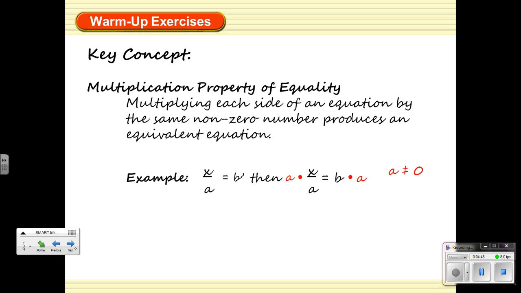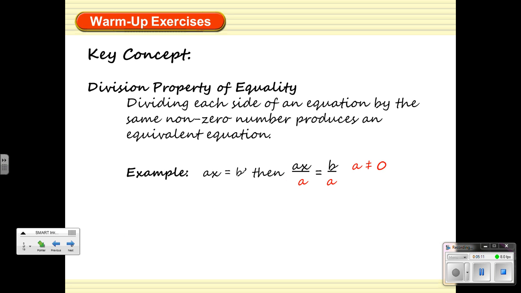Okay, next key concept, multiplication property of equality. Same kind of idea. If we have x divided by a equals b, then if I multiply both sides by this denominator a, as long as a is not 0, I am still equivalent. Notice I'm multiplying both sides by the same number, and it's my denominator.